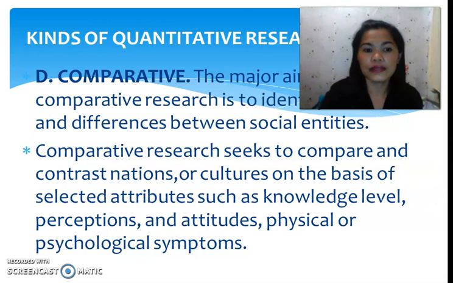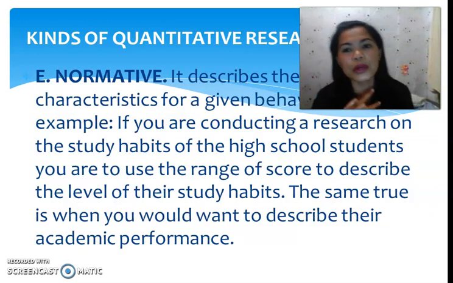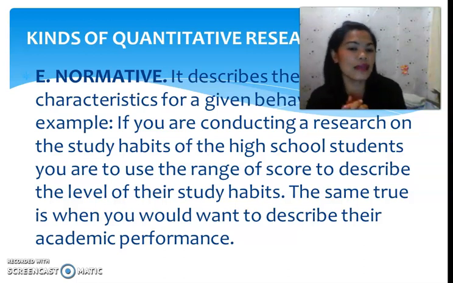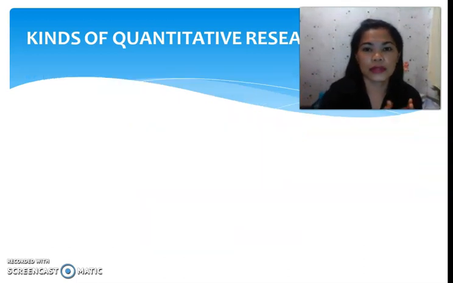Okay, and then normative. It describes the norm level of characteristics of a given behavior. For example, conducting a research on the study habits of high school students or to use the range to describe the level of their study habits. The same is true when you would like to describe their academic performance. So it's norm level. That's normative.